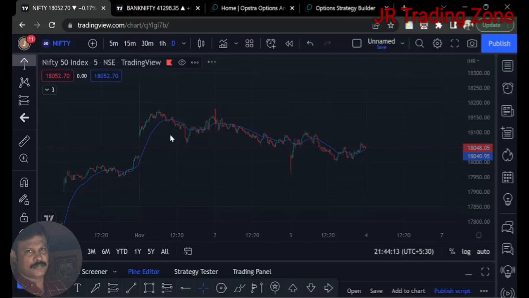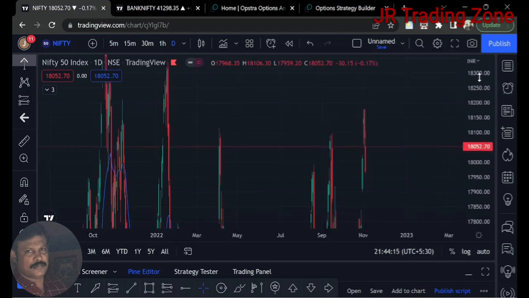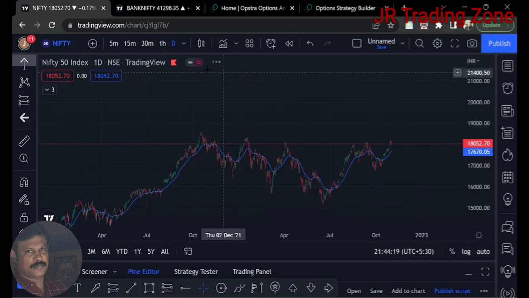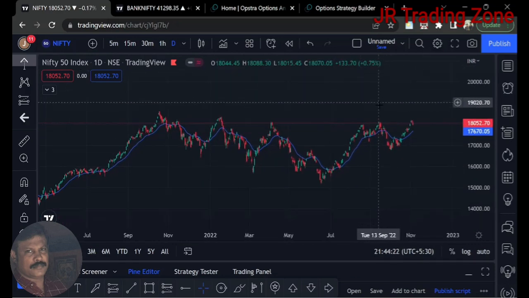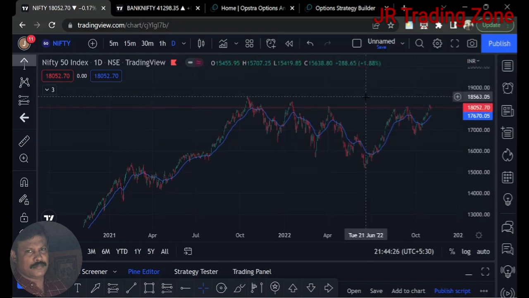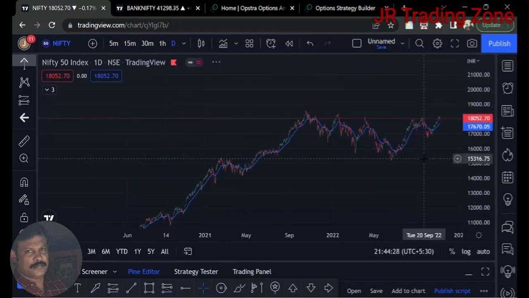Now I am bringing you to the day chart. This is the day chart of Nifty. That means each and every candle is representing one day. Now I will show you.